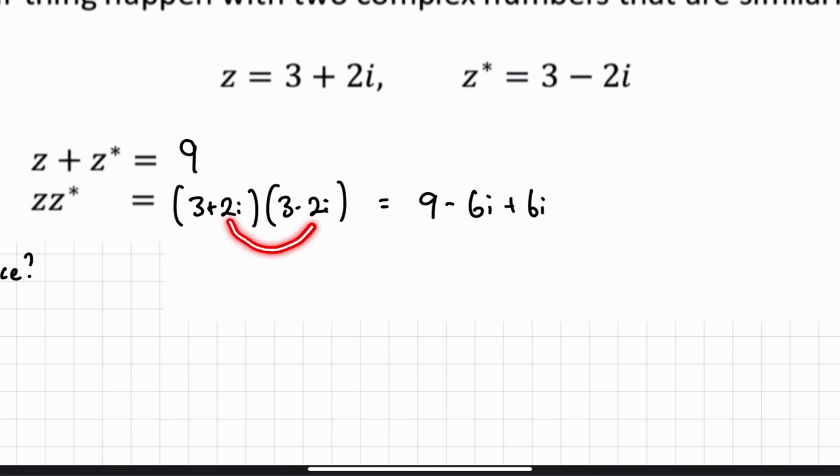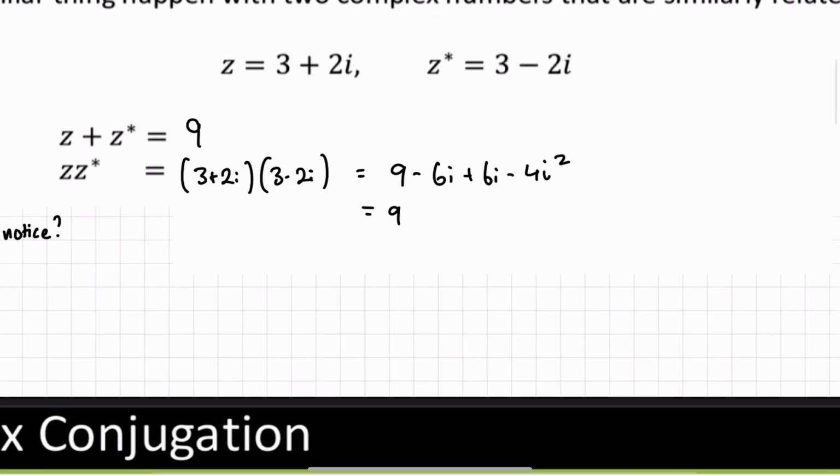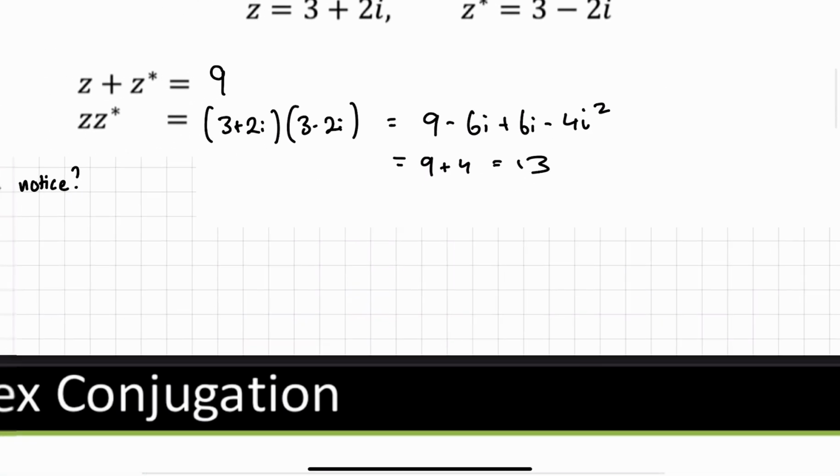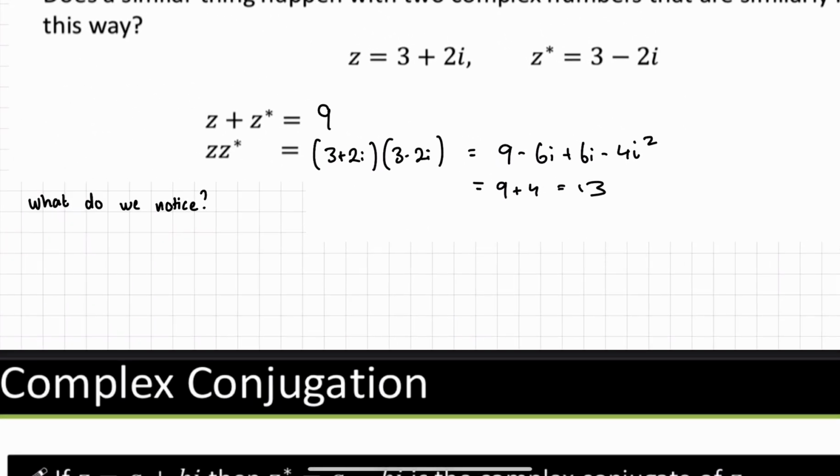And 2i times negative 2i, you get minus 4i squared. Negative 4 times i squared is minus 4 times minus 1, so plus 4, and you're left with 13. So what do we notice here? Well, again, they're both real. So this is how we could essentially realize our denominator, very similar to GCSE, when we can rationalize the denominator. In this case, we can do it with complex numbers.